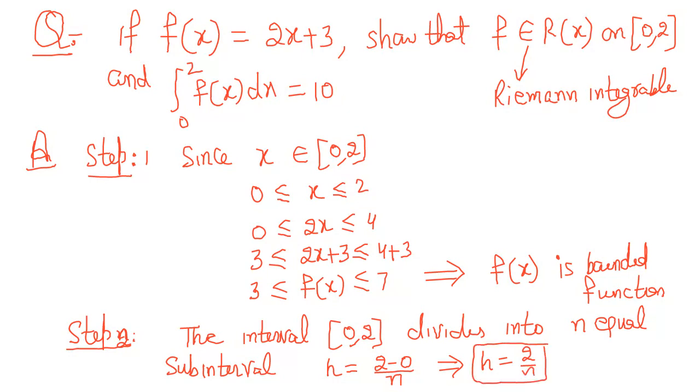Fine. So in the first step we have to show it is bounded. Very simple thing, just 0 less than x less than 2. Just find it is a bounded function. Okay. Step number 2 is every time you have to convert this into n equal subintervals. Okay. Should I erase it now?